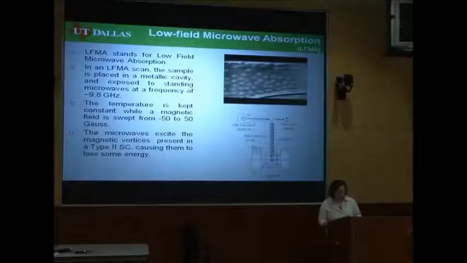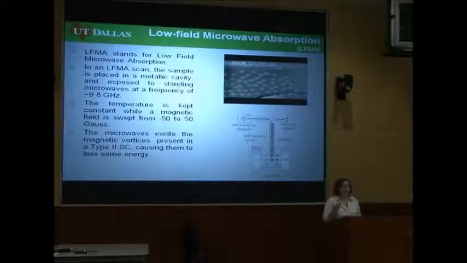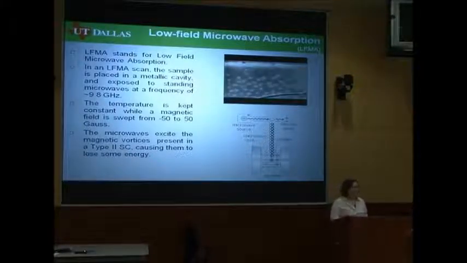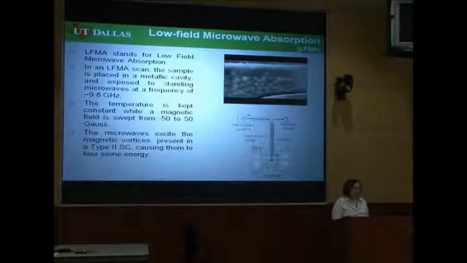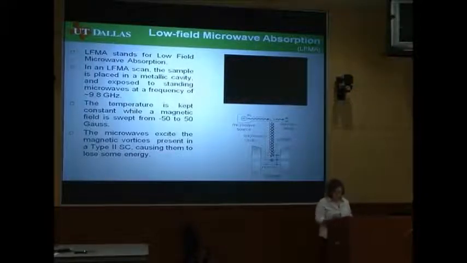One of the methods we use is low field microwave absorption, or LFMA. In a low field scan, the sample is placed in the cavity and exposed to standing microwaves, or microwaves that if seen would look like they're not moving. The temperature is ideally kept constant while the magnetic field is swept from -50 to 50 Gauss. Earth's magnetic field is equal to 1/2 of a Gauss. The microwaves excite the vortices, causing them to lose energy, which then shows up on the scans.